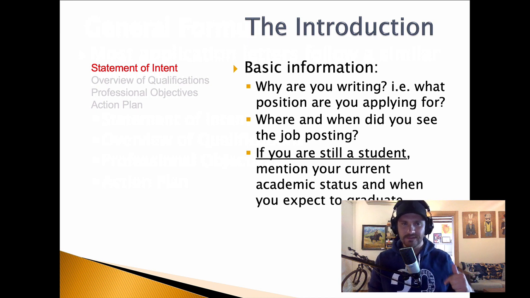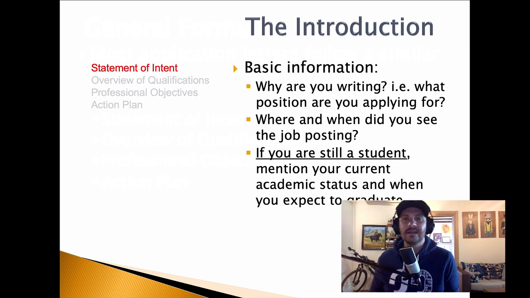And we're going to break up into these 4 sections. Statement of intent, saying, I'm applying. This is why I'm applying. Overview of qualifications is sort of why you deserve this job. Professional objectives is a little bit about the company itself and why they are so great and why your professional goals work together with them. And then the action plan of just saying, please consider me for this position.